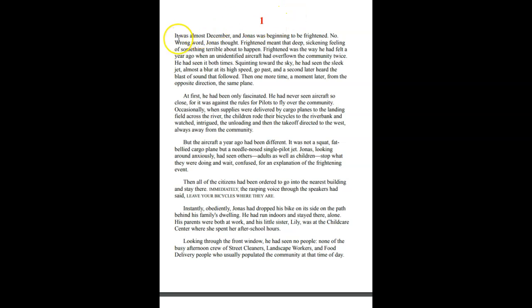So chapter one, starting out, it was almost December, and Jonas was beginning to feel frightened. No, wrong word, Jonas thought. Frightened meant that deep, sickening feeling of something terrible about to happen. Frightened was the way he had felt a year ago when an unidentified aircraft had overflown the community twice. He had seen it both times, squinting toward the sky. He had seen the slick jet, almost a blur at its high speed, go past, and a second later heard the blast of sound that followed. Then, one more time, a moment later, from the opposite direction, the same plane.